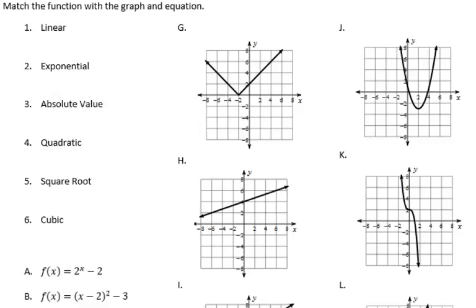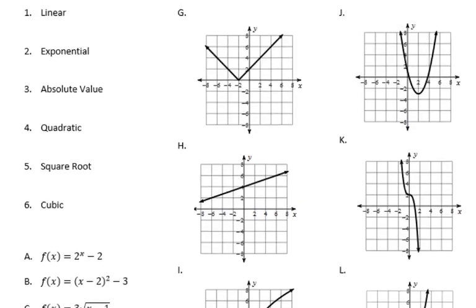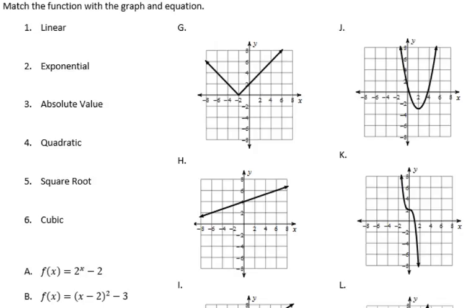So the first ones are just basically matching. We're matching the equations and we are matching the names and the graphs. So linear, remember, means a line. It's a straight line. So where's our straight line? It's right there, H.